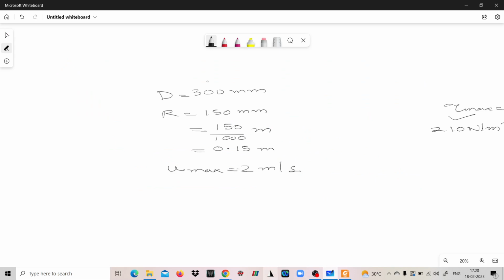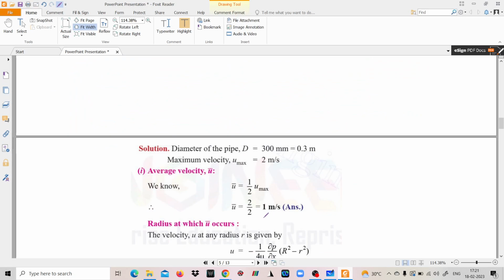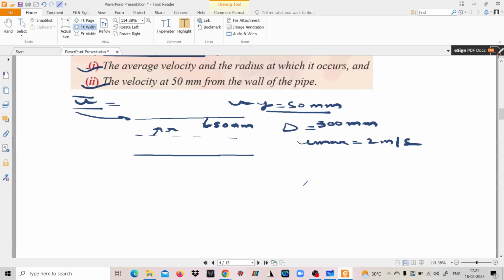Now the first part is you have to find the U average. So U average, we have seen that U average by U max is equal to half. So U average is equal to U max by 2. U max is 2, so it is 1 meter per second. Okay, this is the first part, 1 meter per second.